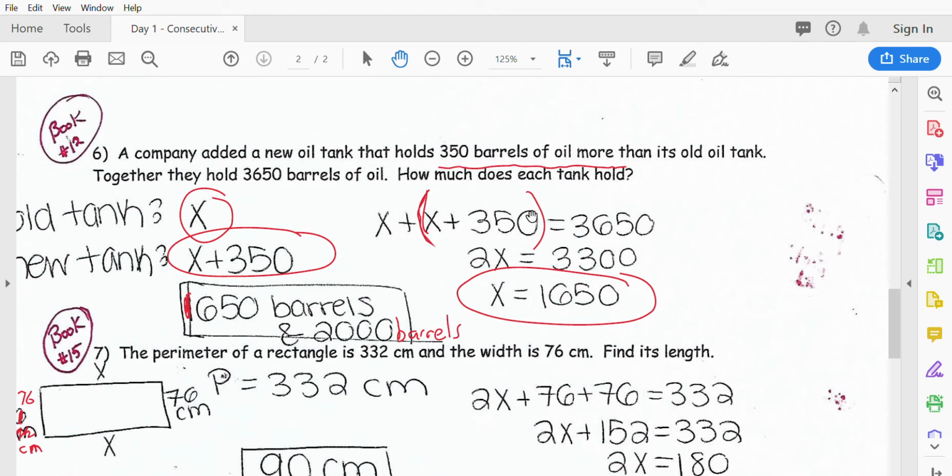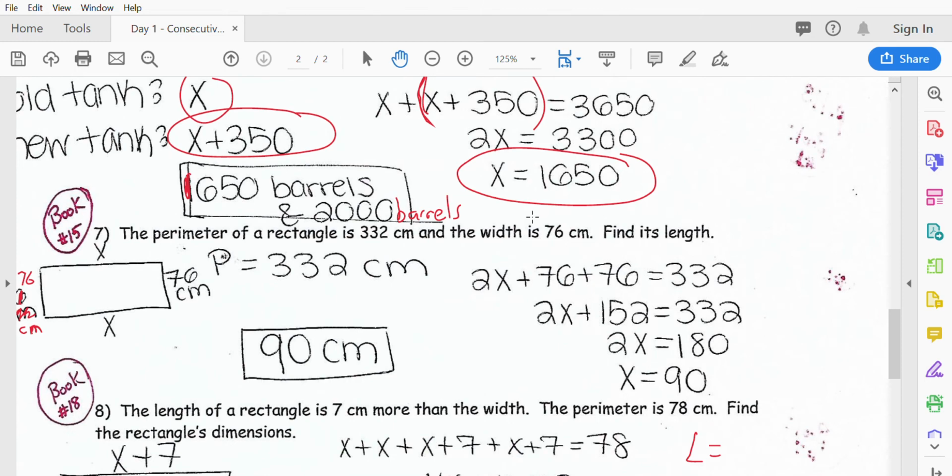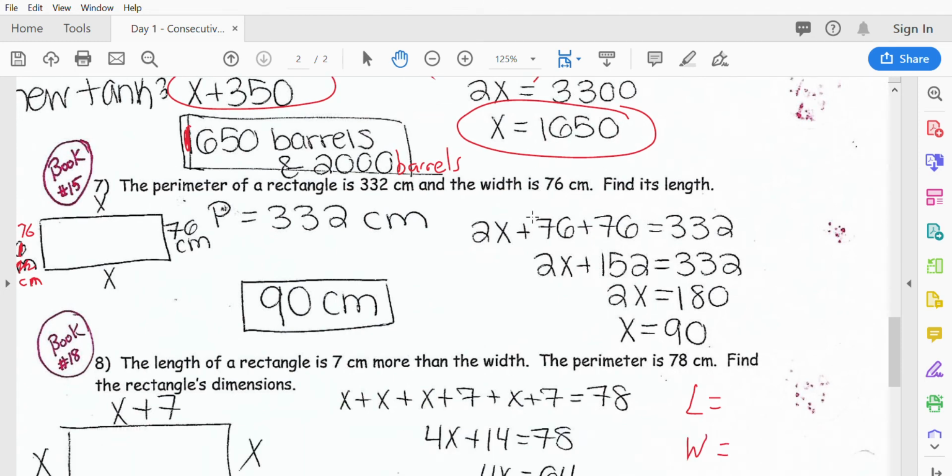Those are my 2 answers right there. Number 7, the perimeter of a rectangle is 332 centimeters and the width is 76 centimeters.